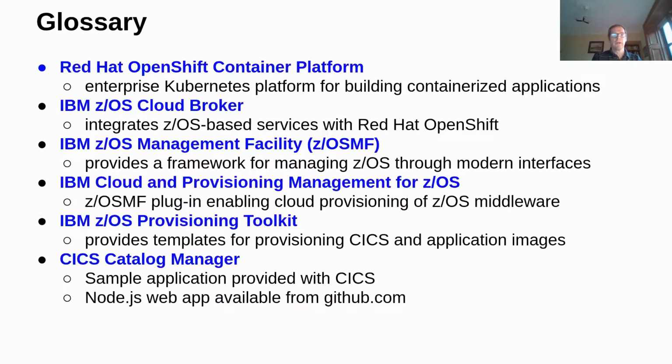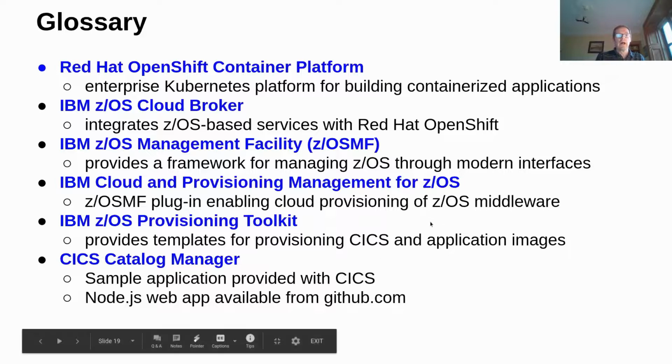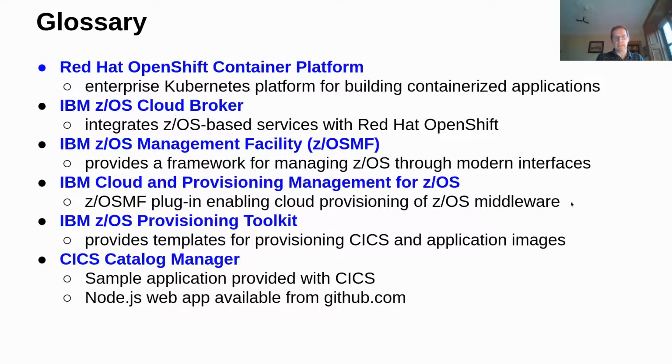Okay. So just a quick glossary of the different technologies we saw in the demo. We saw Red Hat OpenShift Container Platform, which is certainly IBM's enterprise Kubernetes platform of choice. Within Cloud Broker, we also support Pivotal Cloud Foundry. So if your organization is using Pivotal Cloud Foundry, be assured Cloud Broker can also support that platform. We talked about Broker, we talked about ZOSMF, we talked about Cloud Provisioning Management, which is the plugin to ZOSMF, which enabled us to create the domains, tenants, and templates.